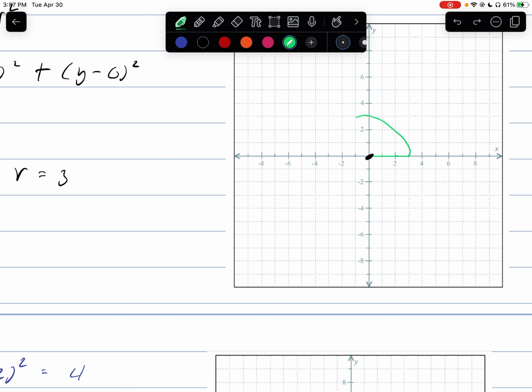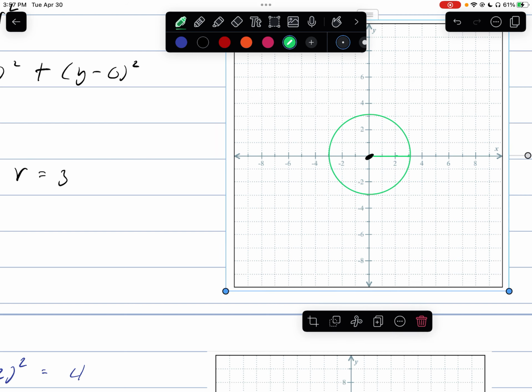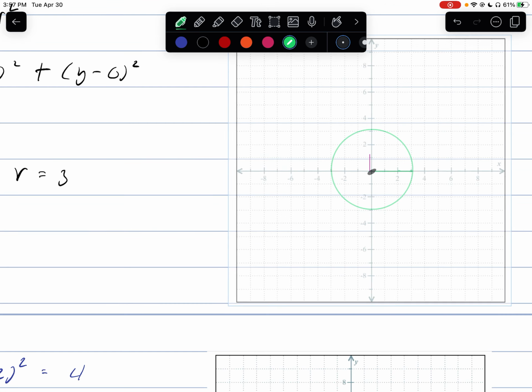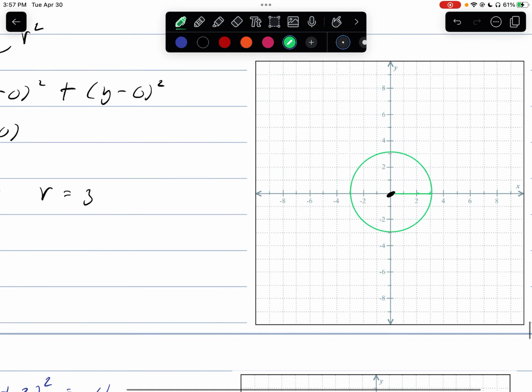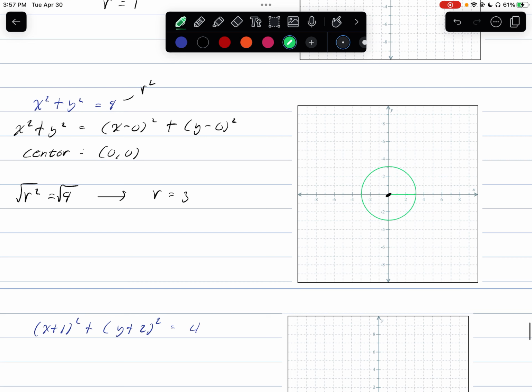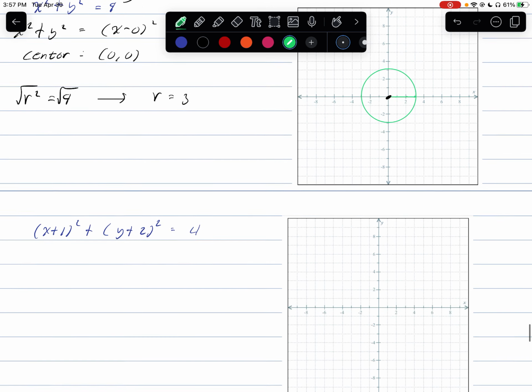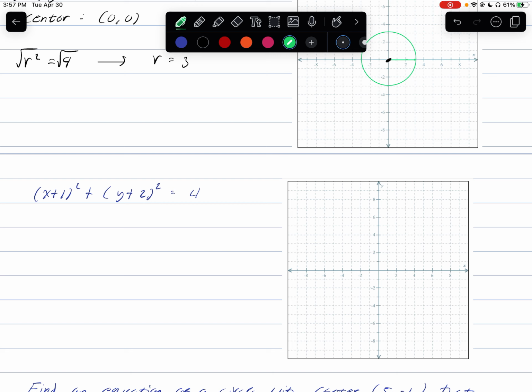Oh, that wasn't a good enough circle, I guess. So it's a circle of radius 3, and it should look about like that. This is our circle centered at (0, 0) with radius 3. If we have the equation x squared plus y squared equals 9, that's what the circle will look like. Okay, let's do one more.